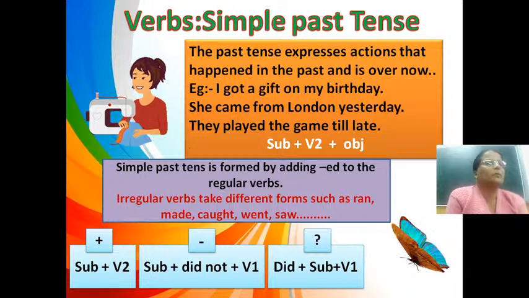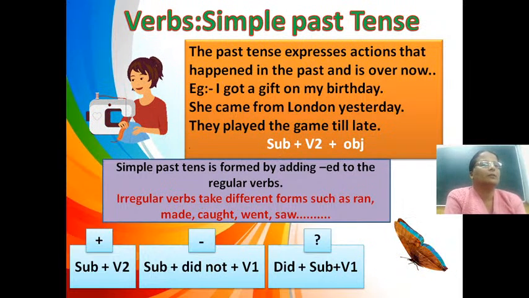Okay. Suryansh, immediately type a word with ed. Verb with ed. Studied, baked, learned, played, entered, checked, published. Okay. Right.